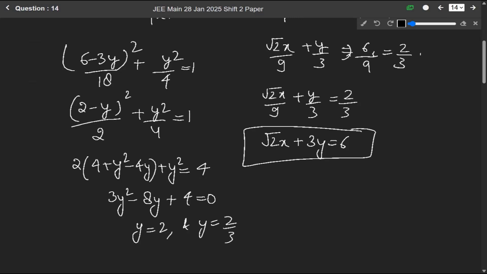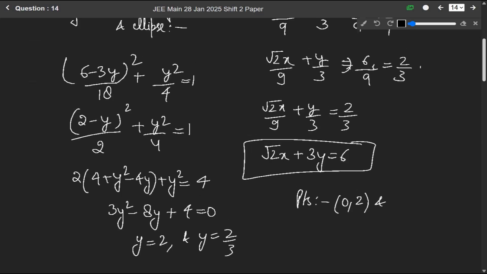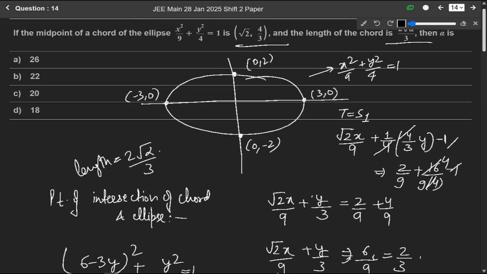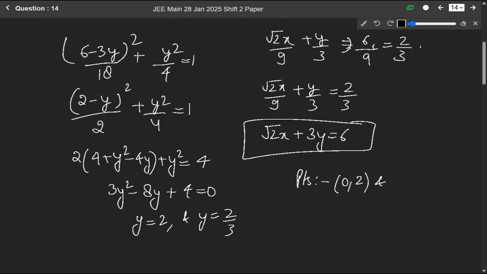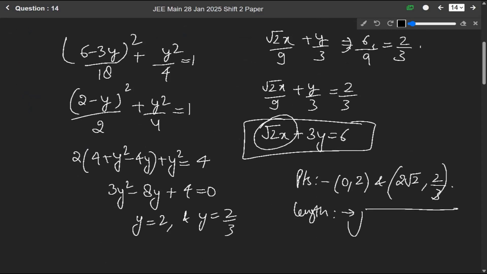Okay, so the points will be 0 comma 2 and 0 comma 2 and this 2 root 2 comma 2 by 3. Okay, so the length of the chord will be under root of this 2 root 2 whole square plus 2 by 3 minus 2 whole square.